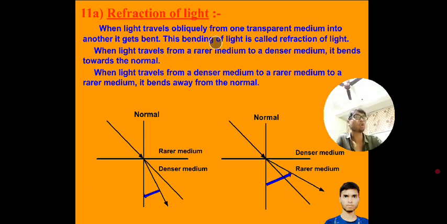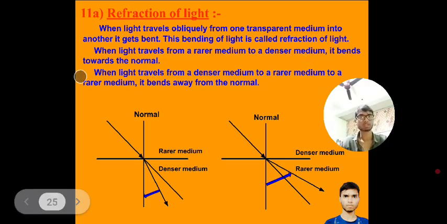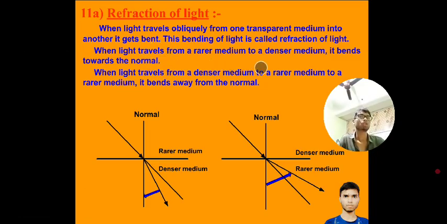When light travels obliquely from one transparent medium into another, it gets bent. This bending of light is called refraction. If you are observing the bending of light, you can say this is refraction of light. Not reflection, refraction.